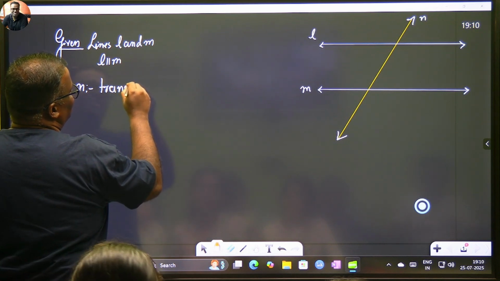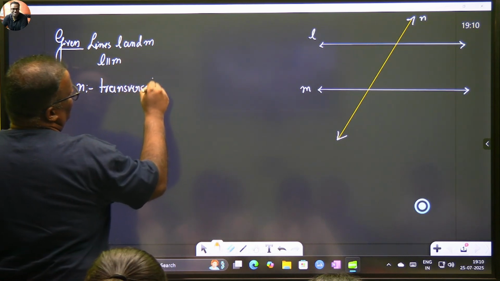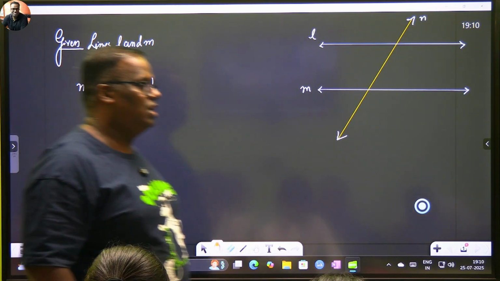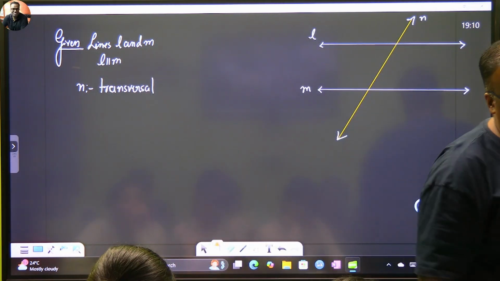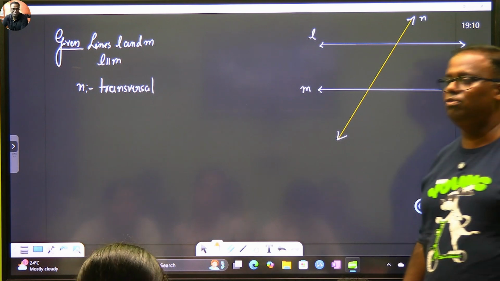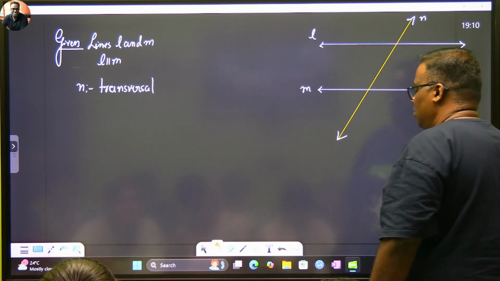This is known as the transversal. N is known as your transversal, right? So when this transversal intersects a pair of parallel lines, a lot of angle formation takes place, and let us have a look at those angles.